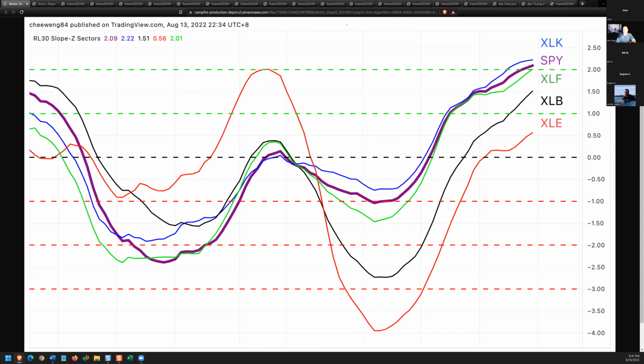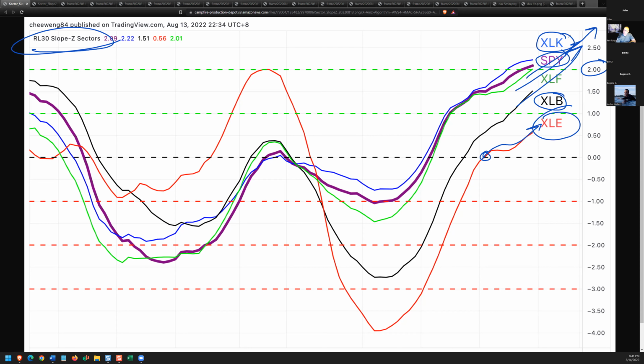Okay, so we're going to take a look at Chi-Wing Chong's sector analysis here with the RL30 Z-score slopes. And we see that the S&P, led by tech, is above 2.0 and looking strong. Finance in close support. Materials are doing really well. Even energy has worked its way up. So the leadership is where you want it. You want to see tech leading the way there. So that's all good. And we just went into sideways quiet. So that's further good news.